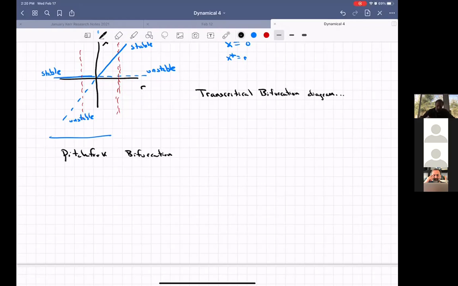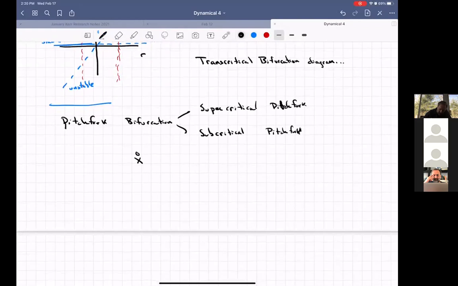Pitchfork bifurcations are one type of thing, but they come in two different categories. They come in a category called supercritical and subcritical. So the supercritical pitchfork and the subcritical pitchfork bifurcations are the following things.